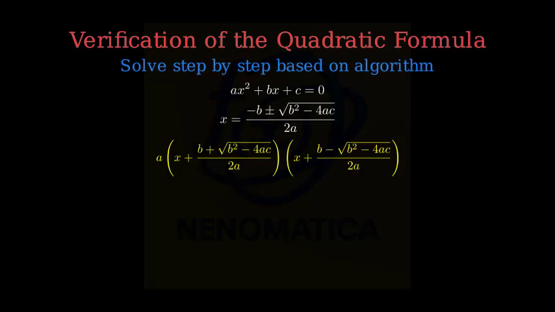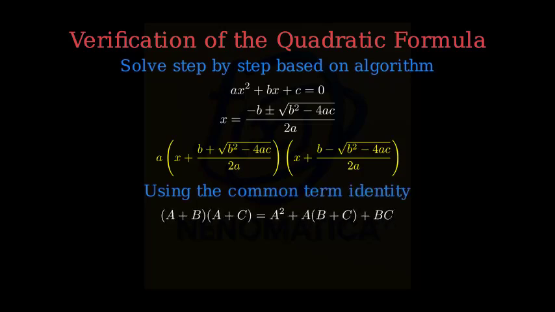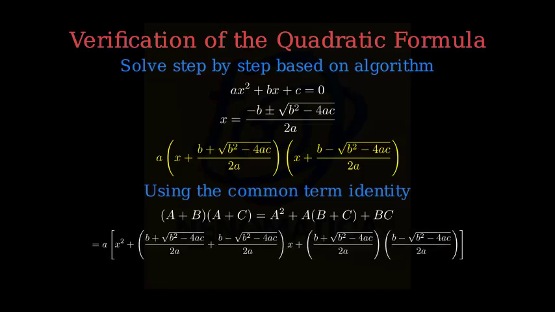Now, we'll use the common term identity to expand this expression. The identity states that the product of x plus a and x plus b equals x squared plus x times the quantity a plus b plus a times b. Let's apply this identity to our expression. We'll have a times x squared plus x times the quantity b plus square root of b squared minus 4ac over 2a plus b minus square root of b squared minus 4ac over 2a plus the product of the two terms b plus square root of b squared minus 4ac over 2a times b minus square root of b squared minus 4ac over 2a.